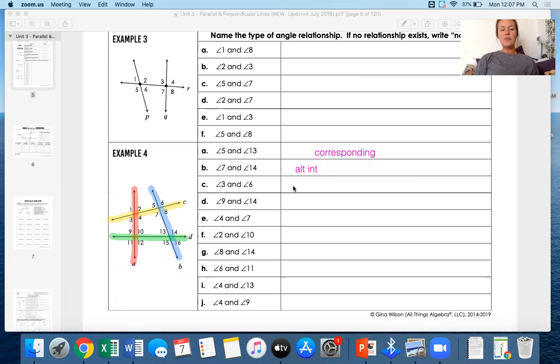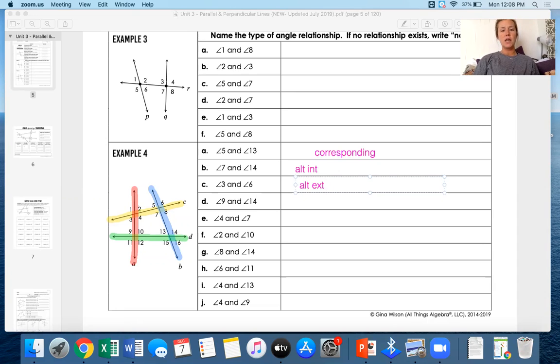Okay. Then we have 3 and 6, and those are both on the yellow transversal. So 3 and 6, they're on the outside of that yellow transversal, and they're on alternating sides. So what would we call those? Perfect. Alternate exterior.